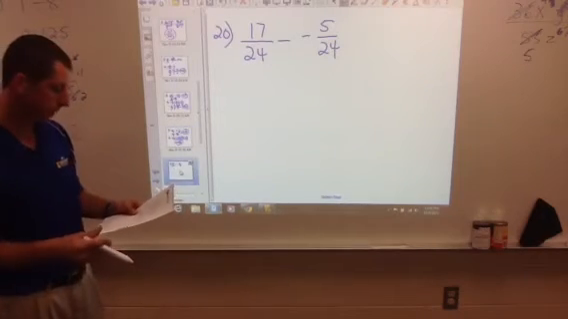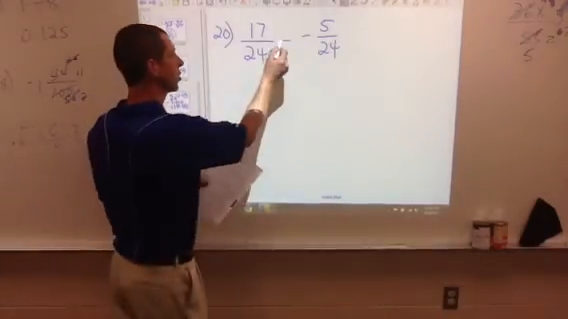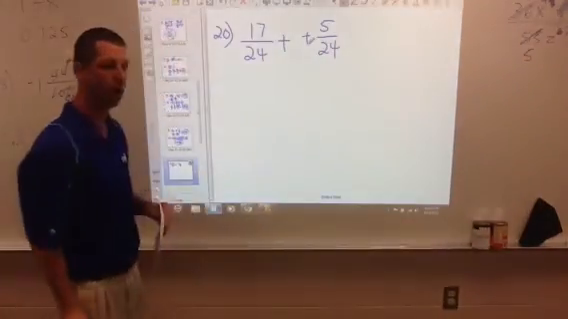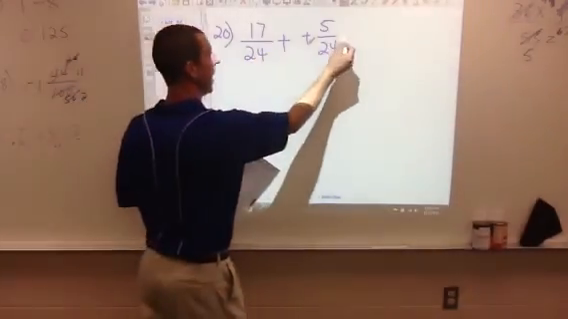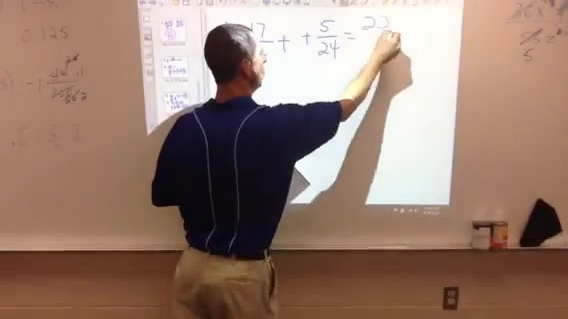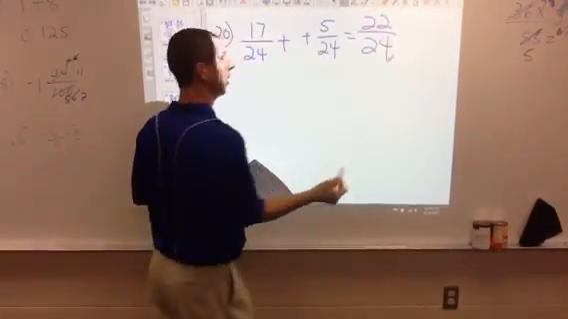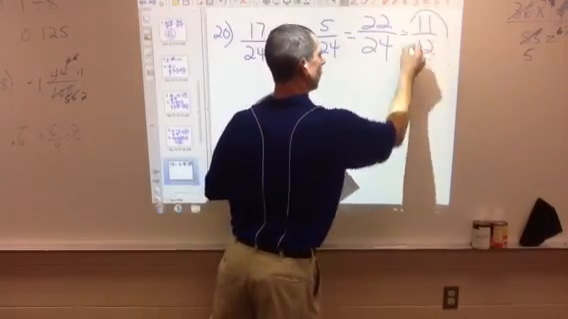Okay, number 20. We got a subtraction problem here that you should add the opposite on. So add the opposite. Now you have 2 that you just add together. Okay, 17 and 5. In this case here is 22. So you get 22 24ths, which reduces to 11 12ths.